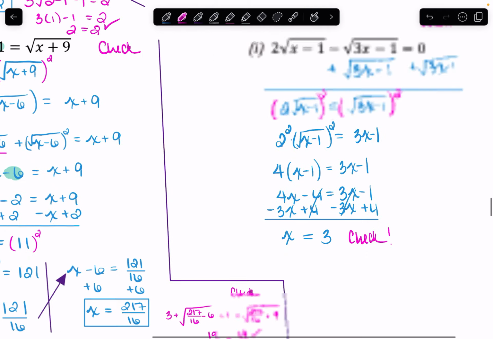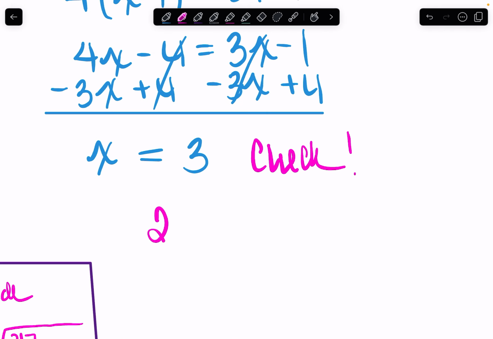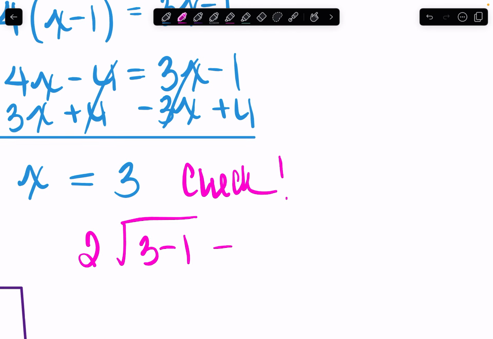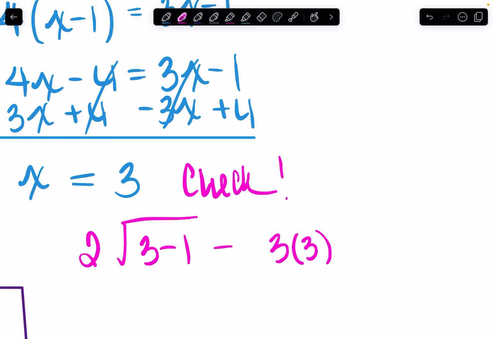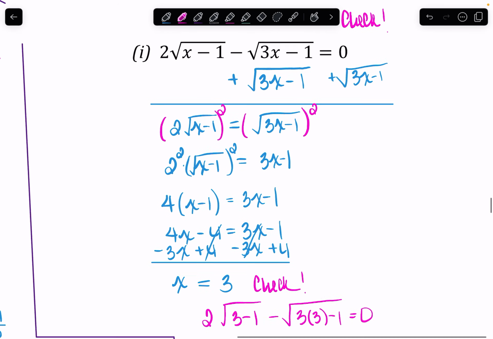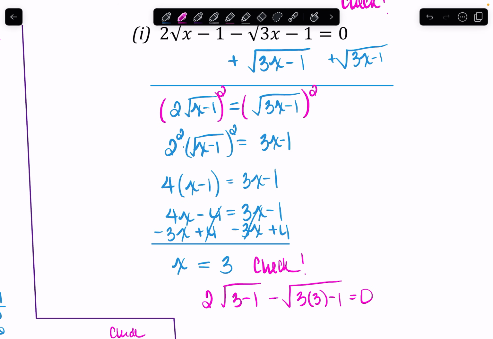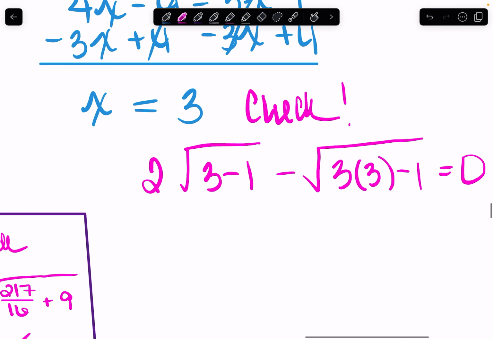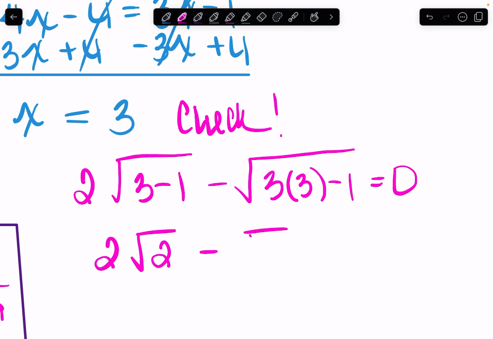And then we got to check. So 2 times the square root of x minus 1, minus the square root of 3x minus 1, equals 0. Maybe, did I write that down right? 2 times the square root of 3 minus 1, minus the square root of 3 times 3 minus 1. Yes. All right, so we've got 3 minus 1 is 2. Minus 3 times 3 is 9. Minus 1 is 8.